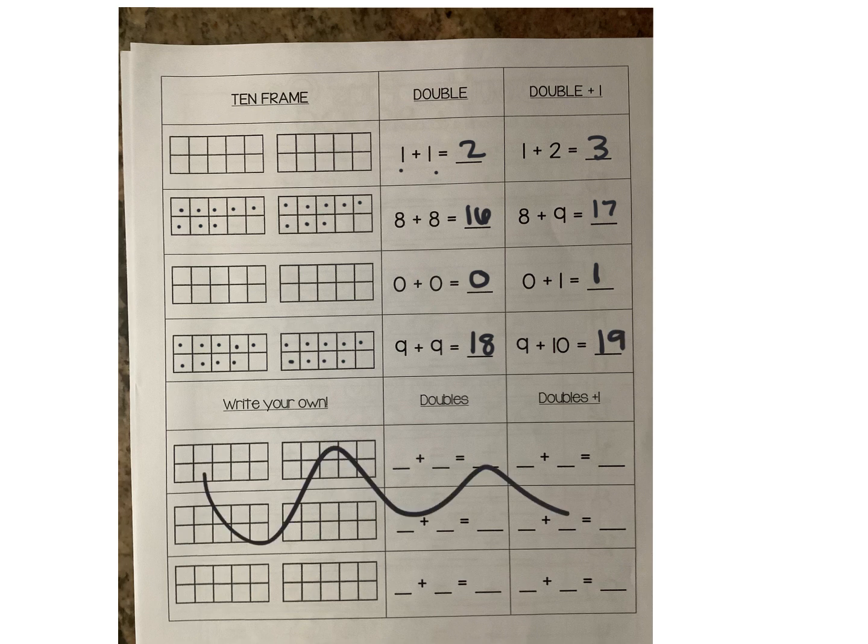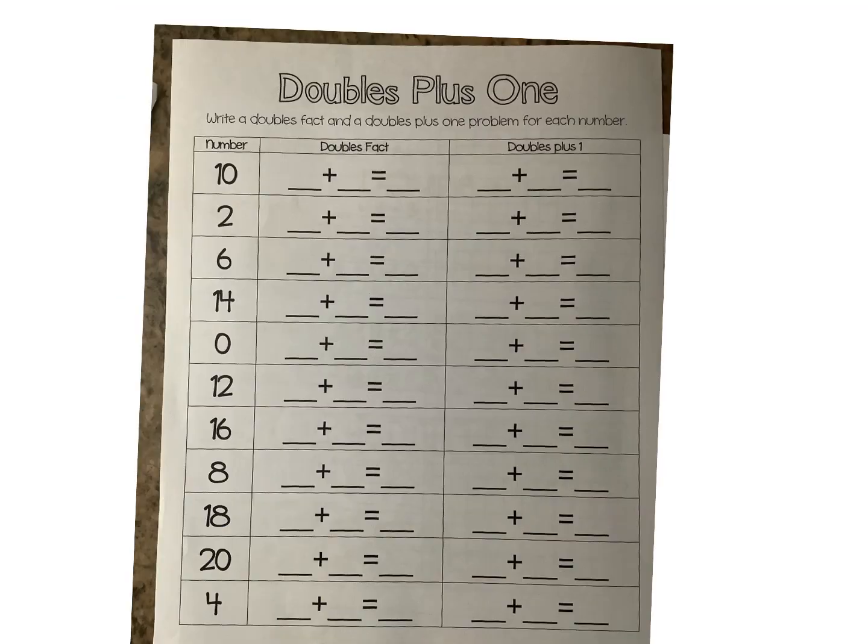I don't want you to worry about this side or that part. Let's just go on to the back. So we are going to do a doubles fact and make a doubles plus 1 for each number. So if the number is 10, what would the doubles fact be?